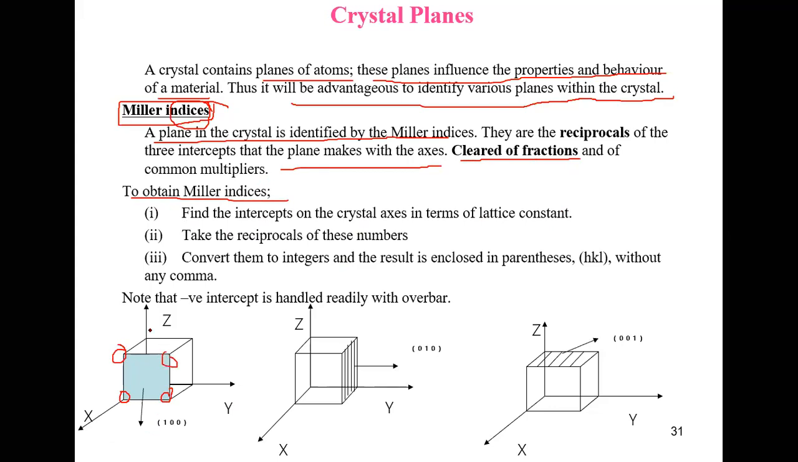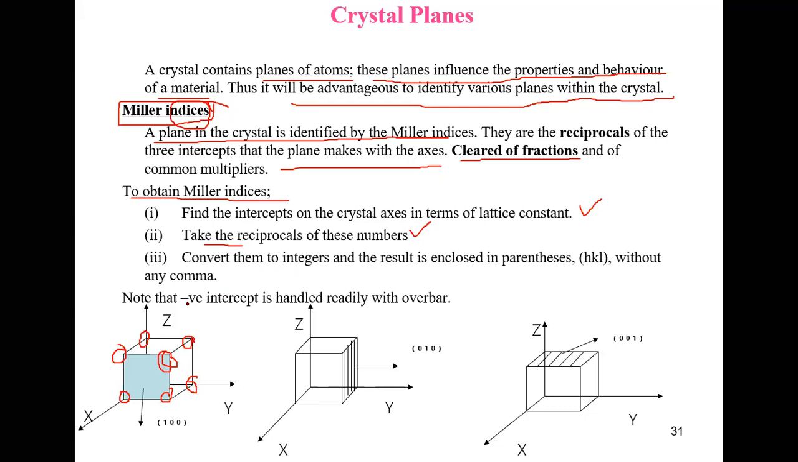Okay, let us consider the simple cubic crystal structure. The atoms will be located only at the corner. So find the intercepts on the crystallographic axis in terms of lattice constant. That's the first task. So you'll get three numbers, and the second task is to take reciprocals of these numbers.